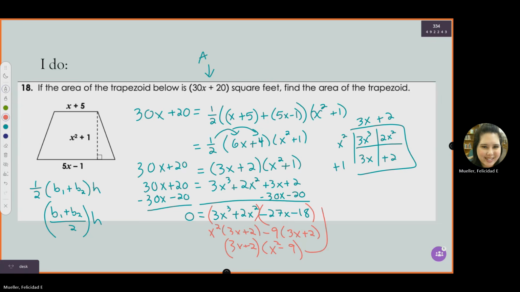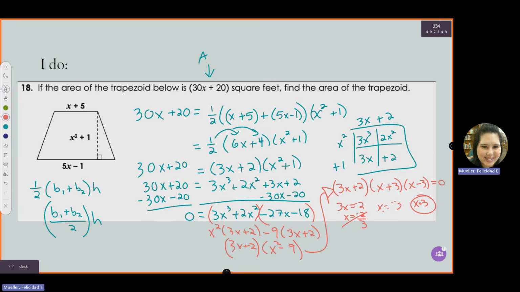And again, I should have probably worked this out on a sheet of paper first. So 3x plus 2 times x plus 3, x minus 3 equals 0. So we're gonna go ahead and solve for these. We get 3x equals -2, x equals -2 over 3, x equals -3, x equals 3. Now, when we're talking about area and all that, we can't have negative answers. So this is a no, this is a no. So my only possible solution is x equals 3.